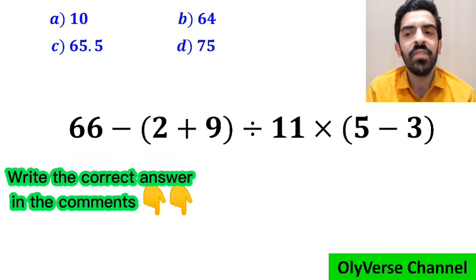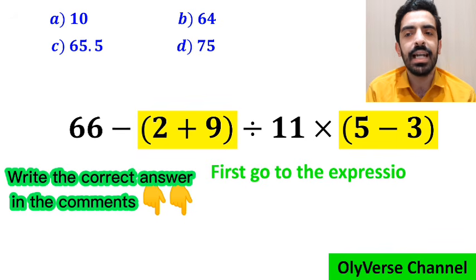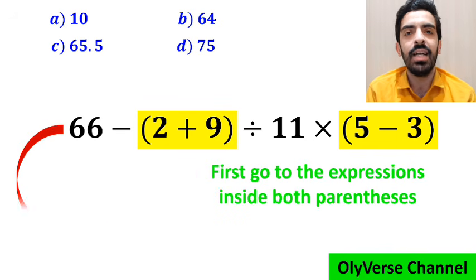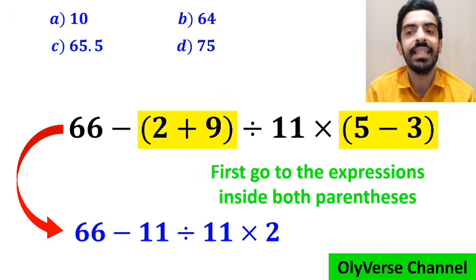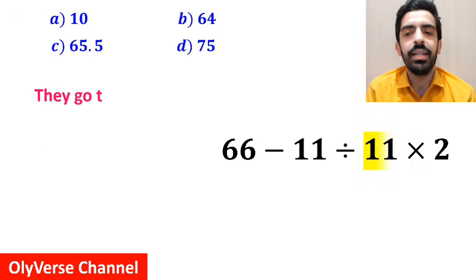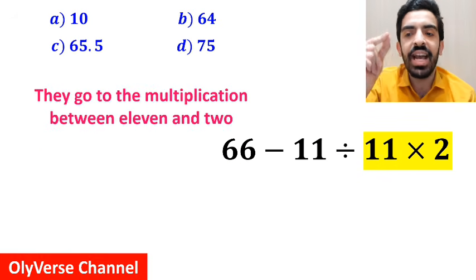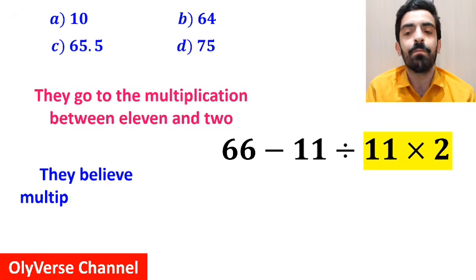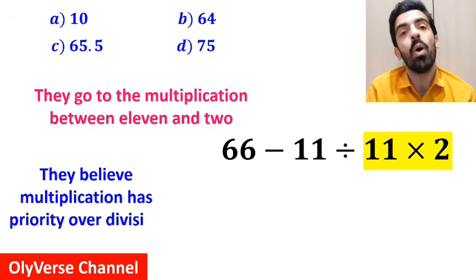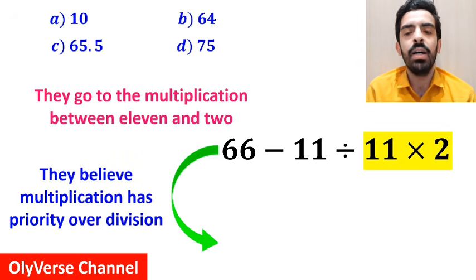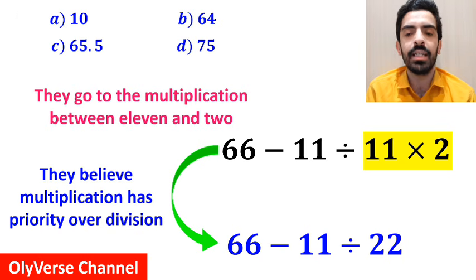Also, some other people, when solving this question, first go to the expressions inside both parentheses and simplify to 66 minus 11 divided by 11 times 2. In the next step, they go to the multiplication between 11 and 2 because they believe multiplication has priority over division. So, they simplify this expression to 66 minus 11 divided by 22.